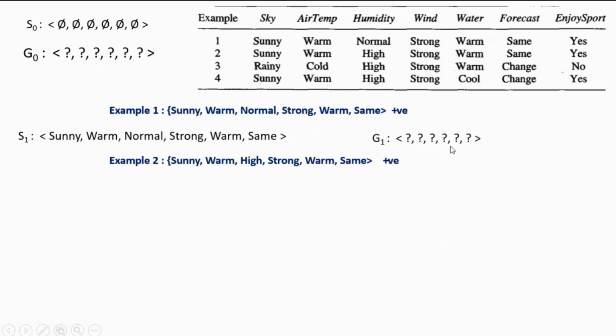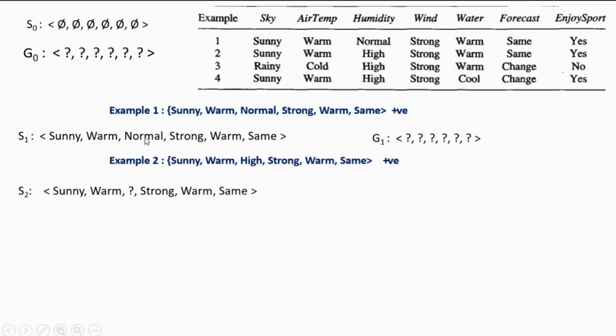Now consider example 2. Example 2 takes the values sunny, warm, high, strong, warm, same, and it is again a positive example. Now let's see how the S boundary is developed. The hypothesis for the S boundary is S2. The first attribute in S1 is sunny, and example 2 is also sunny, so keep it as sunny. The second attribute is warm, and in example 2 also warm, so keep it as warm.